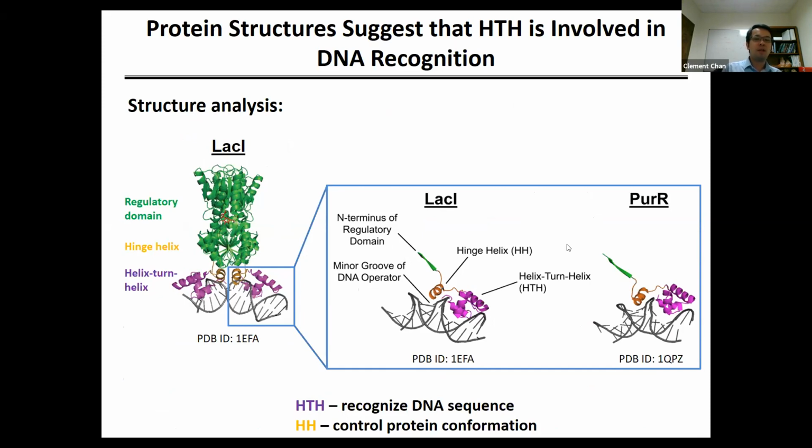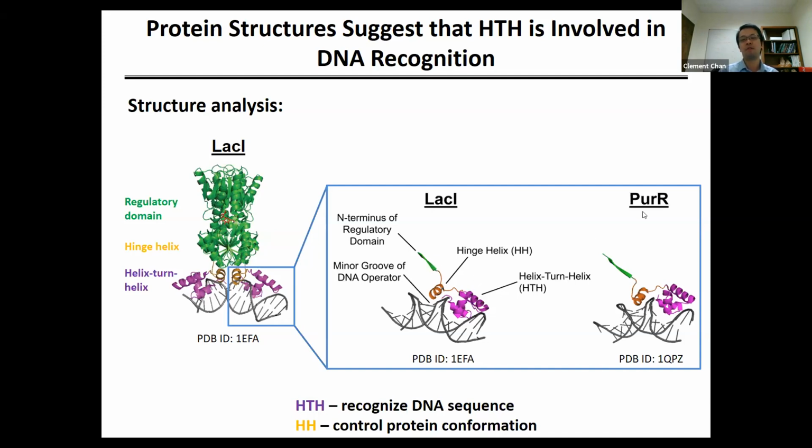From this figure, you can see that the helix-turn-helix binds to the major groove of the DNA, and it directly interacts with the nucleotide bases of the DNA. The hinge helix also binds to the DNA, but it only binds to the backbone of the DNA. So these interactions are not as specific as the interactions between the helix-turn-helix and the DNA. And you can see that this structure is highly conserved.